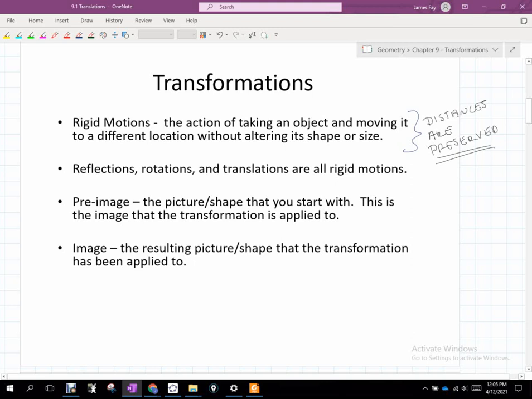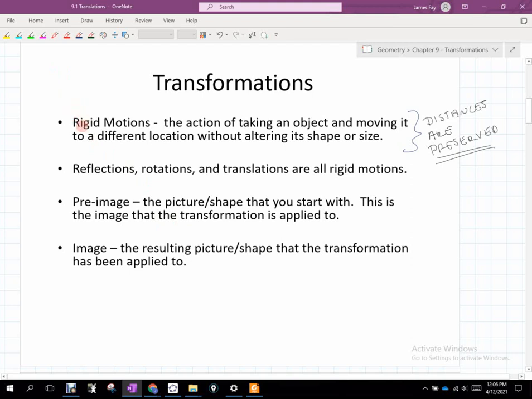Does that make sense? So when we say distances are preserved, that's the terminology that they use, but we could say distances are saved, distances do not change, distances are maintained, okay? And that is what we mean by not altering the shape or size, okay? The only transformation that changes size is going to be a dilation. So a dilation is not a rigid motion, okay? So that's that terminology.